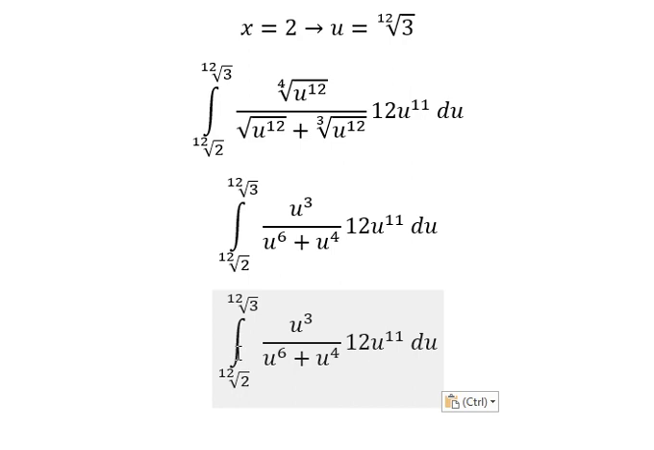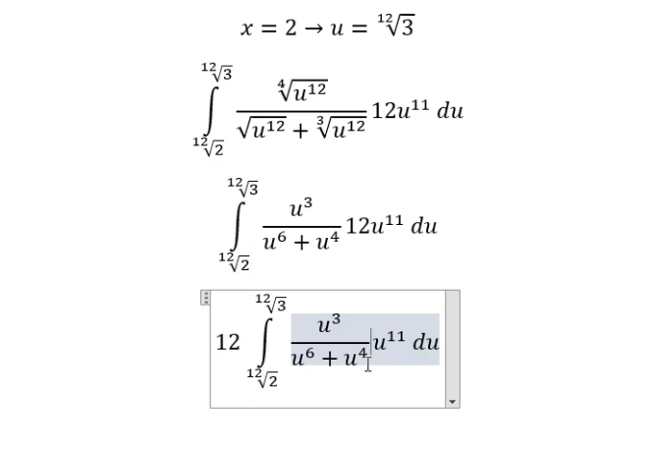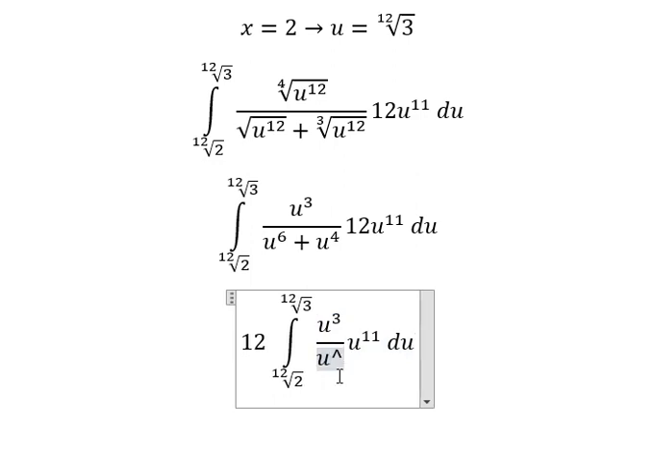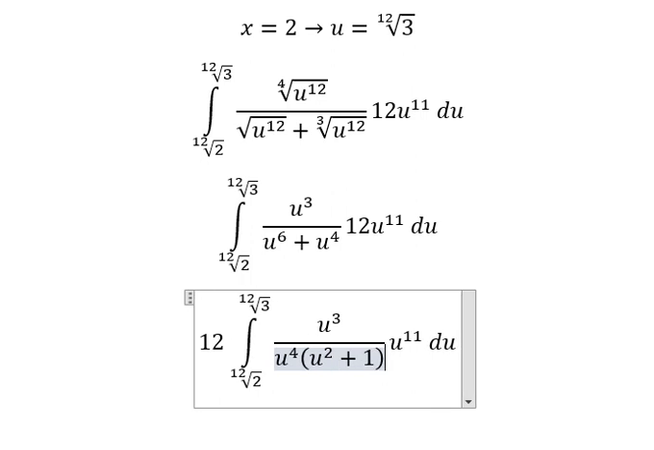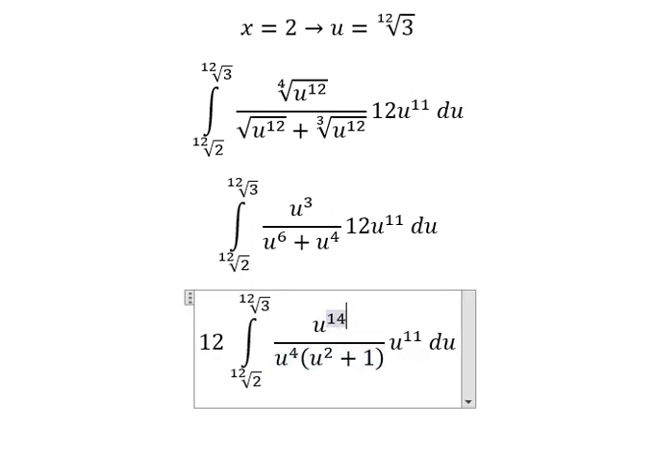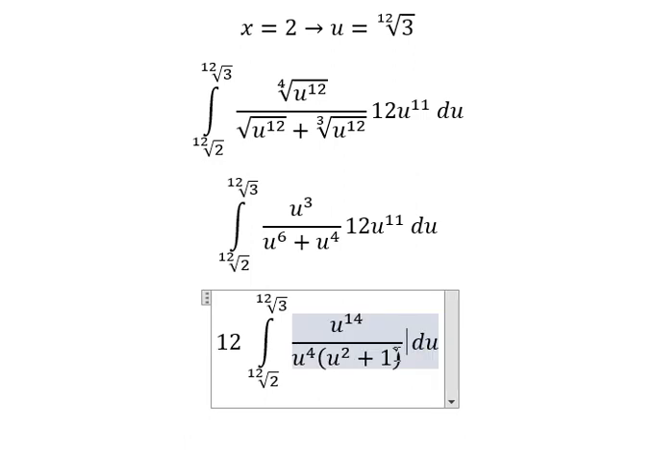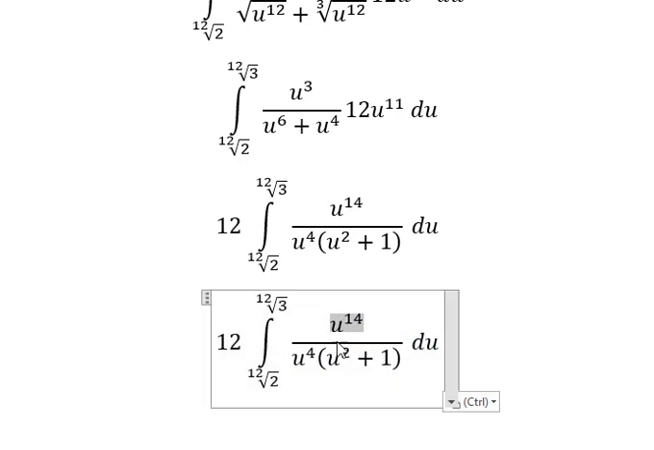Now we put number 12 in here. So we can do factorization by u to the power of 4. With number 3 we have 14. Now we simplify u to the power of 4 in the numerator and denominator.